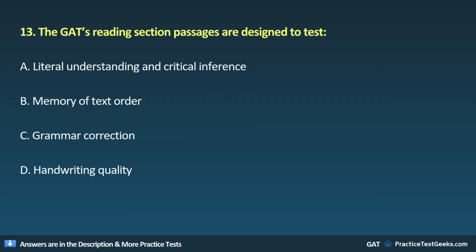13. The GAT's reading section passages are designed to test A. Literal understanding and critical inference. B. Memory of text order. C. Grammar correction. D. Handwriting quality.